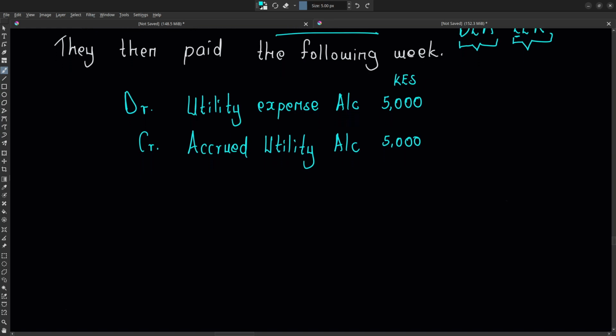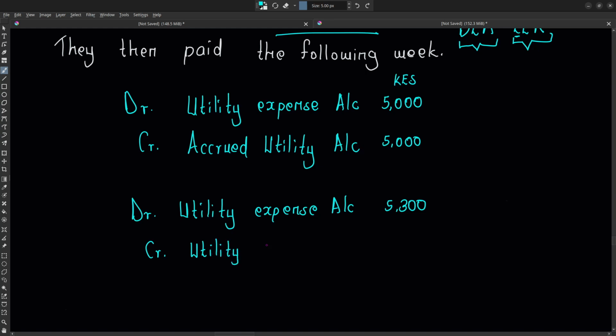Now what happens? The first thing is, you have to record the actual utility expense, and the actual utility expense is 5,300. Now you're yet to pay. As at this point, let's record before you pay. You need then to record another liability, which is the utility payable account. We are just recording that we have a payable that we are yet to pay of an amount 5,300.